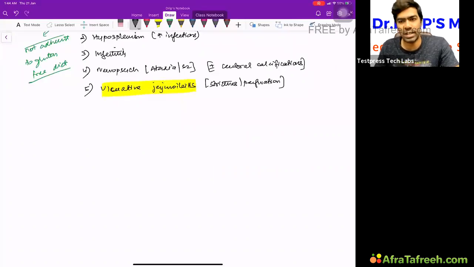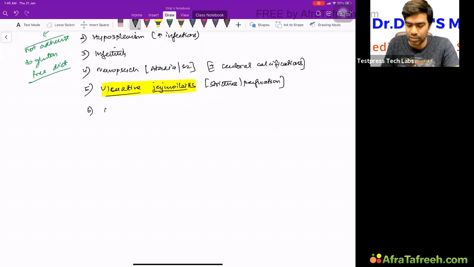Suppose patients who are having celiac disease, you are telling them gluten-free diet, but they're not adherent to the gluten-free diet. And in exam, if you get a question where a known case of celiac disease comes with stricture and perforation, and there is a history of non-adherence to gluten-free diet, this could be the possible diagnosis. That's called ulcerative jejunoileitis, which comes with stricture and perforation.